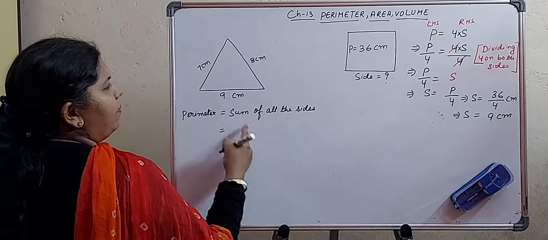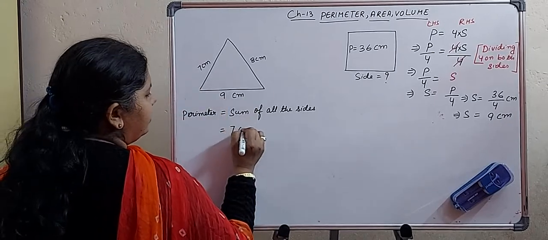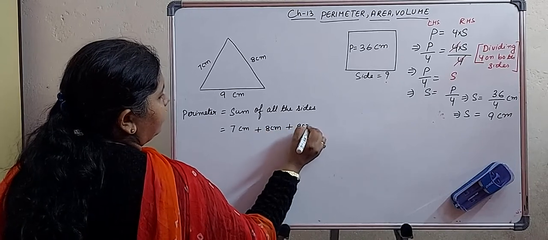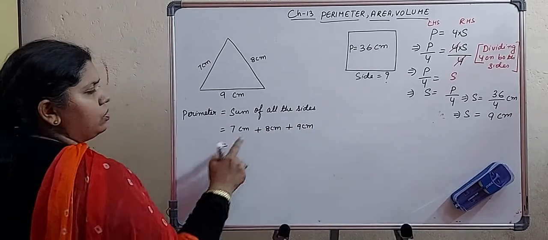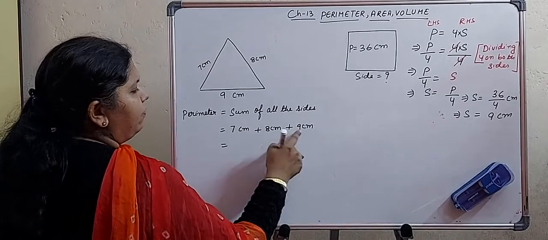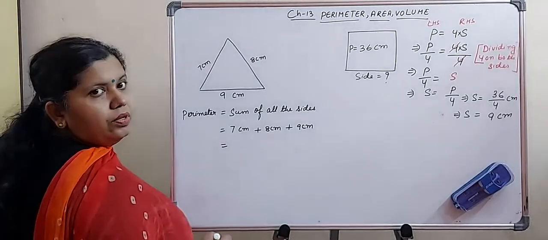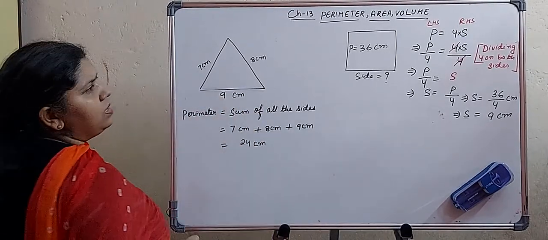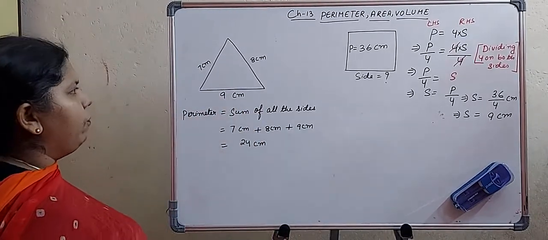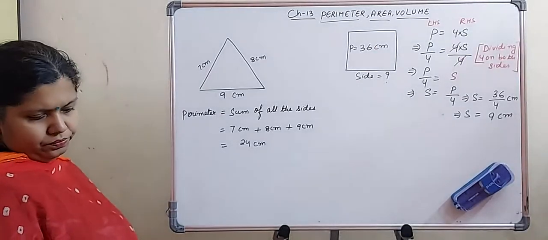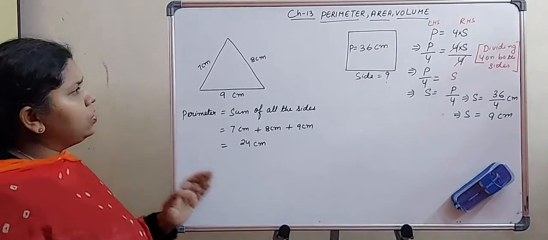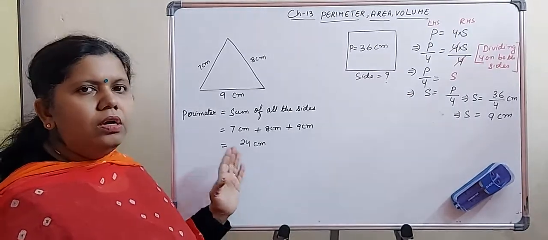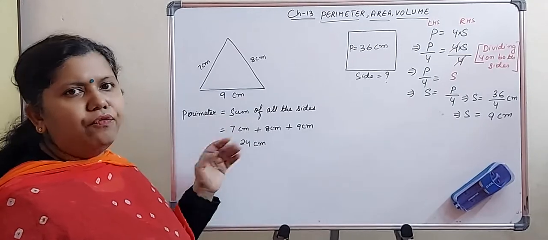So what will be the sum of all the sides? Add it. 7 centimeter plus 8 centimeter plus 9 centimeter. So 7 plus 8 is 15, and 15 plus 9 is how much? It will be 24 centimeter. So perimeter of this triangle is 24 centimeter. So with this we have understood the concept of perimeter completely for rectangle, for square and for triangle.